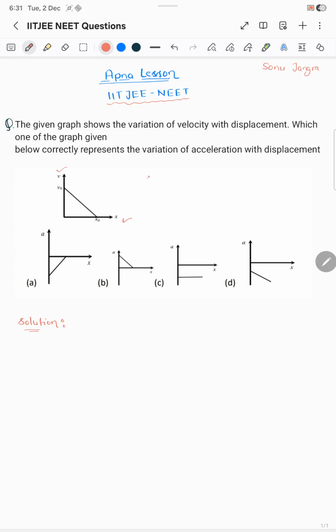a velocity and displacement time graph is given, and we have to find the correct option, in which the options are given as acceleration displacement time graphs. Okay, so we'll start this solution. So the velocity and displacement time graph is given.